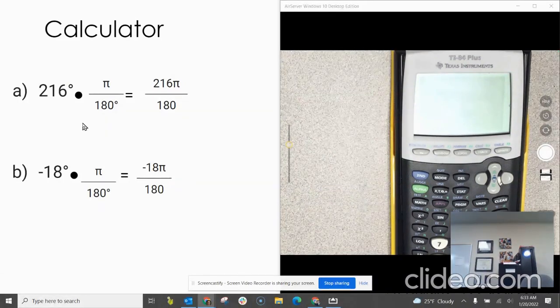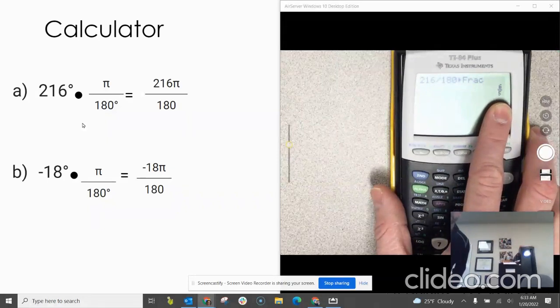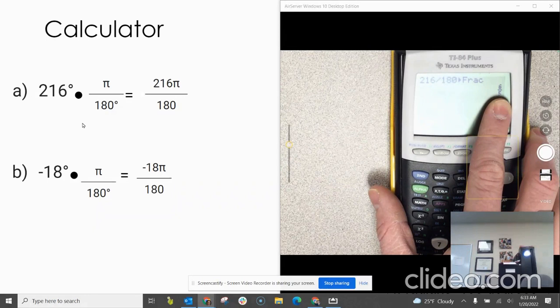Now, what we're going to do is we're going to do 216 divided by 180. I'm not going to put the pi in there, and then I'm going to hit math, enter, enter. And if you have one of these TI calculators that are really common in education, it's going to put your fraction in simplest form. So it's going to be 6 pi over 5. Remember, we didn't multiply the pi in here, so on your final answer, you'd have to put a pi next to it. 6 pi over 5, or 6/5 pi.